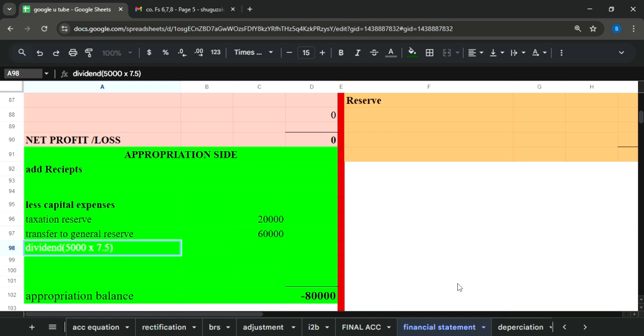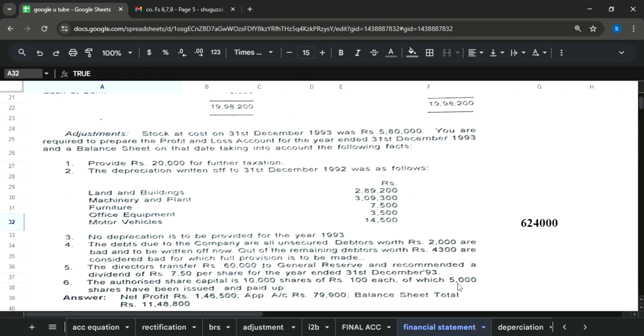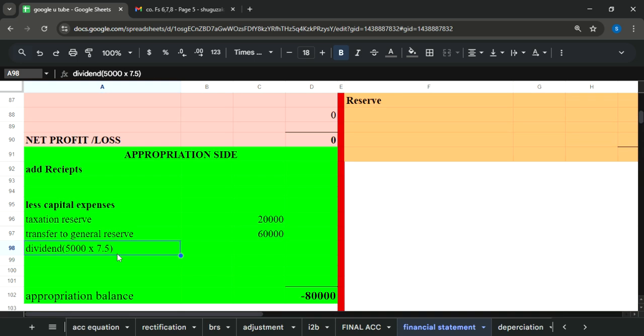Let's see it again. Look, it is said 7.5 per share. Shares were 5,000. So what we have done, 5,000 multiplied by 7.5. This way we will be able to calculate our dividend. Each shareholder will get 7.5 as their dividend. So amount of dividend came over here.